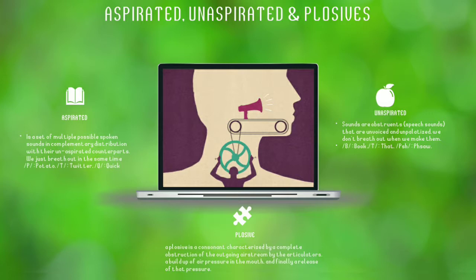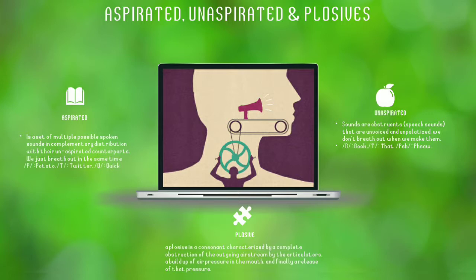The last one is plosive. A plosive is a consonant characterized by a complete obstruction of the outgoing air stream by articulators, a build-up of air pressure in the mouth, and finally, a release of that pressure. A stop is merely the first part of this sound. In other words, in producing these sounds, the air is stopped for a brief moment.